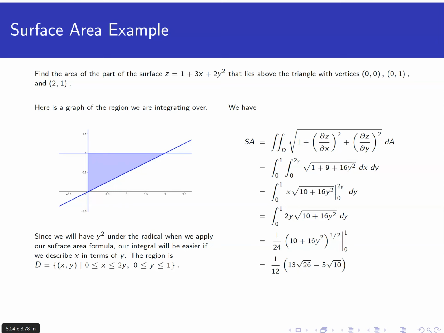In this video, we're going to look at an example of calculating the area of a surface over a region in the xy plane. So we're looking at the surface z equals 1 plus 3x plus 2y squared, and it lies above the triangle with vertices (0, 0), (0, 1), and (2, 1).